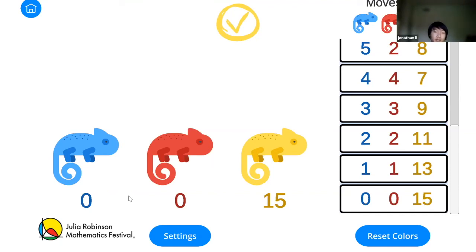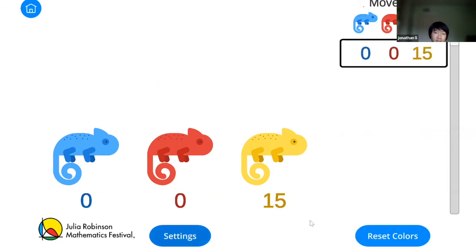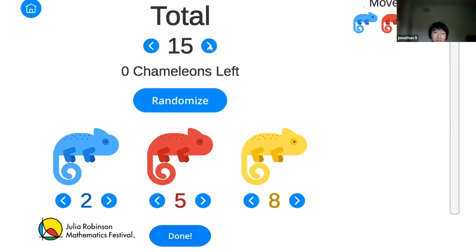Cool. So we're going to go over the same things with the three colors. So we had 15 this time. So if we change it to 16 chameleons. Oh no. Wait. Oh, all right, wait. Technical difficulties. 0 chameleons left.